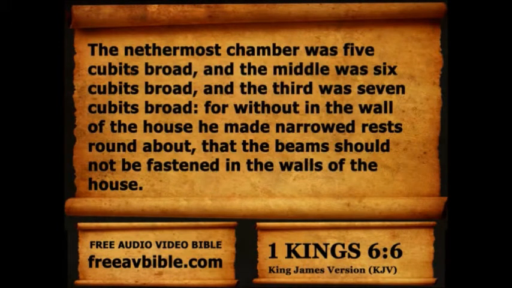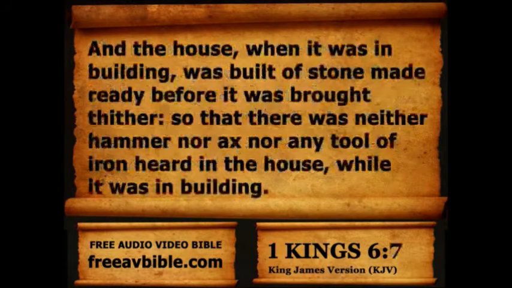The nethermost chamber was 5 cubits broad, and the middle was 6 cubits broad, and the third was 7 cubits broad. For without in the wall of the house he made narrowed rests round about, that the beams should not be fastened in the walls of the house.